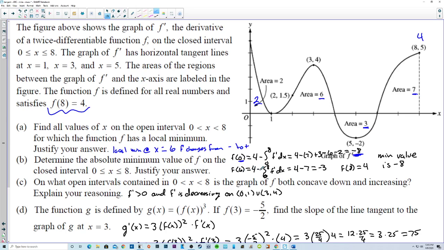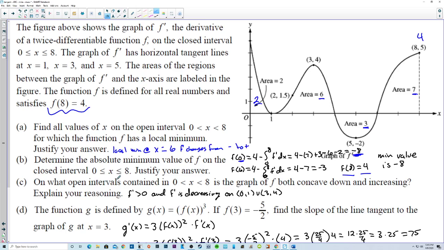So we're going to go 4 minus from 6 to 8. So we're going to subtract 6 to 8. If we're going forward, we would add. So 4 minus 7, that's negative 3. So negative 8 so far is the smallest value. And then the other endpoint, f of 8, they just tell us it's 4. So the minimum value is negative 8. It's happening at 0, but it says determine the absolute minimum. It doesn't ask where. You could put it, I'm sure you'd be fine, but it doesn't ask.